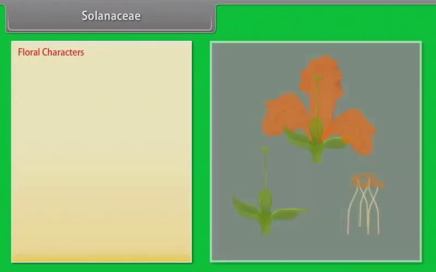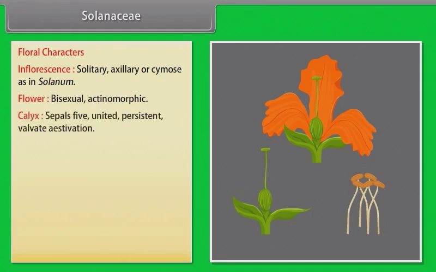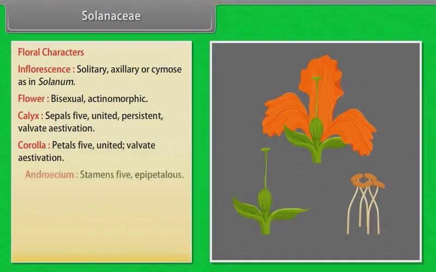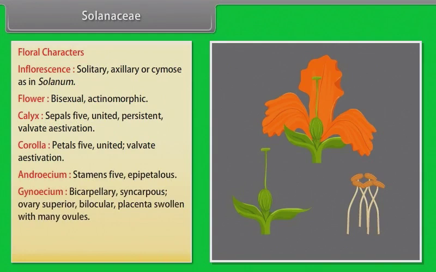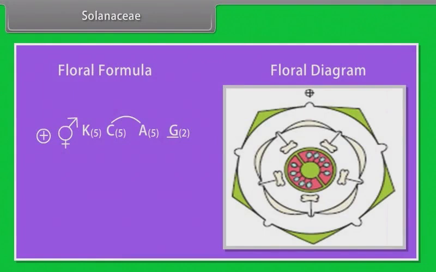Leaves alternate, simple, rarely pinnately compound, exstipulate, venation reticulate. Floral characters. Inflorescence solitary, axillary or cymose as in Solanum. Flower bisexual, actinomorphic. Calyx sepals 5, united, persistent, valvate aestivation. Corolla petals 5, united, valvate aestivation. Androecium stamens 5, epipetalous. Gynoecium bicarpellary, syncarpous, ovary superior, bilocular, placenta swollen with many ovules. Fruit berry or capsule. Seeds many, endospermous. Floral formula is shown, and this is the floral diagram.